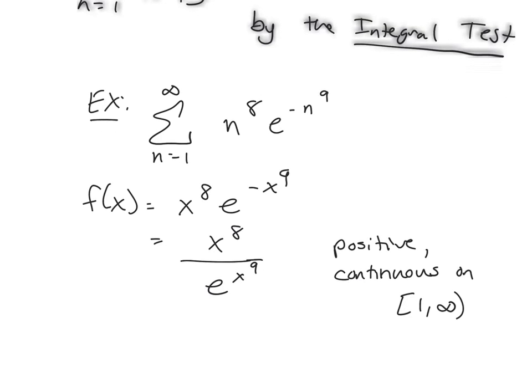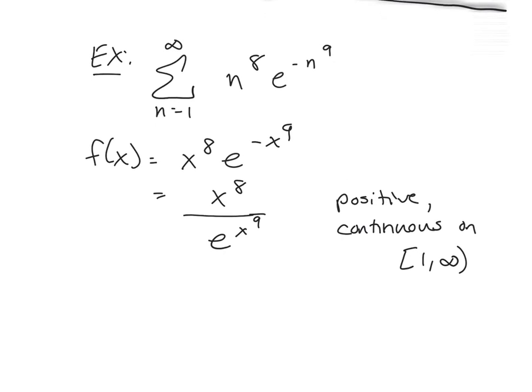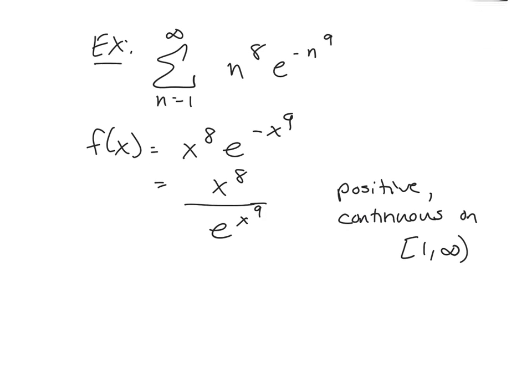The positive and continuous part is usually immediate. You just have to double check. The part that's more work is showing that it's decreasing, right? So let's take the derivative of this. What am I going to get for the derivative?